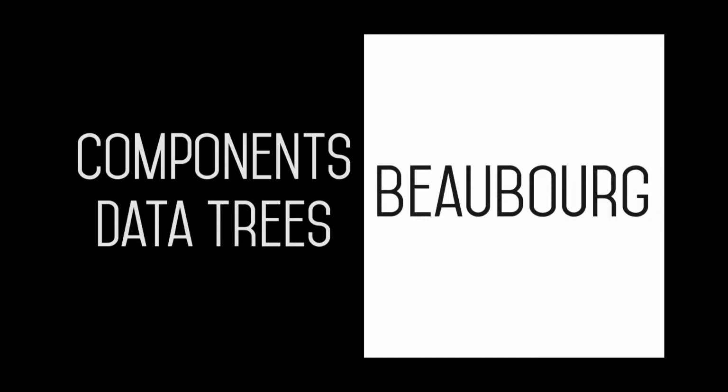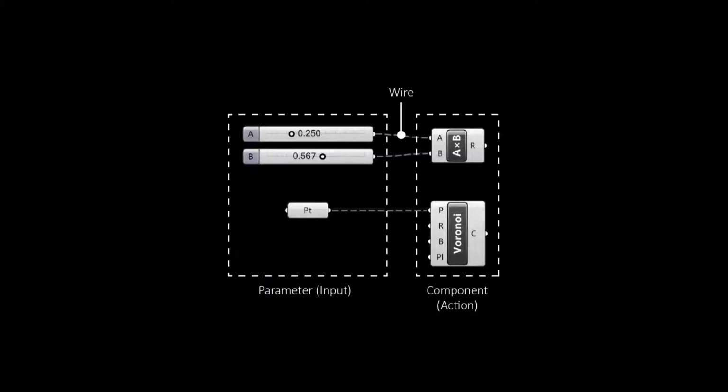Components/data trees versus the Beaubourg. A component, specifically in Grasshopper, is a user object type that performs an action by receiving data from a parameter and produces a new set of data that can be continuously manipulated. Components can be connected together with wires to create a visual program that filters the data that you introduce.